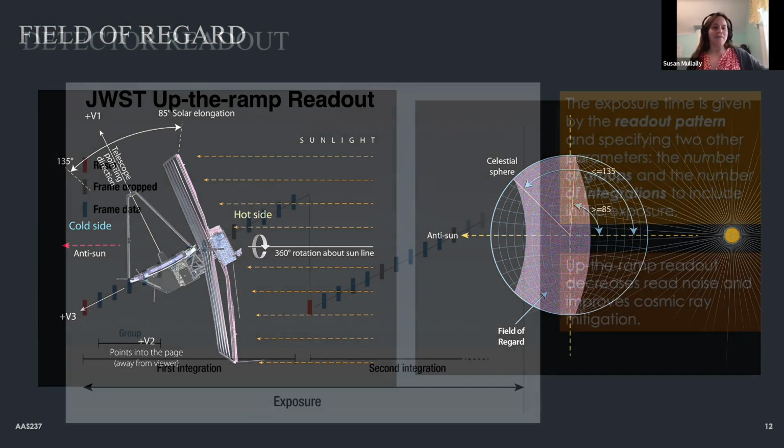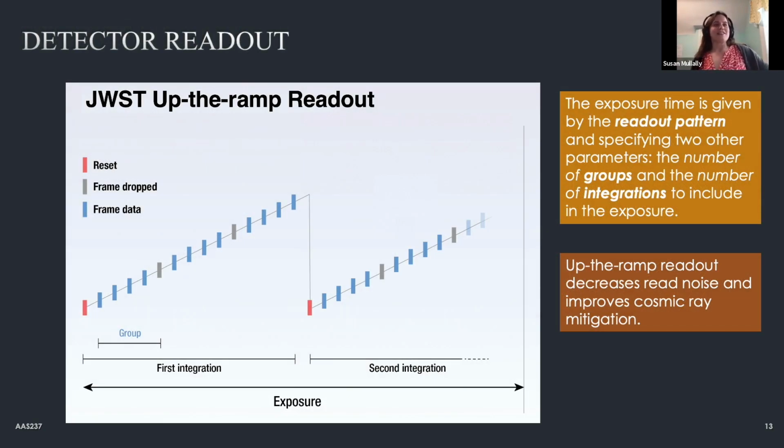The other thing, at least I found interesting as I started thinking about infrared astronomy, is that we read out the detectors differently with JWST. They use this up-the-ramp readout. What happens is that you can non-destructively read the detector, and you can do this in different readout patterns. You do that over and over again, and that makes a group.